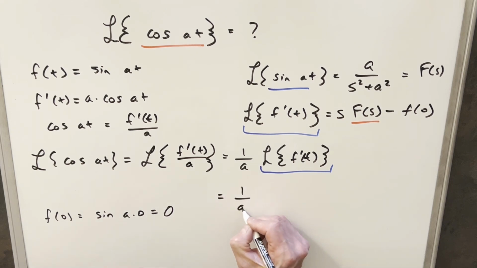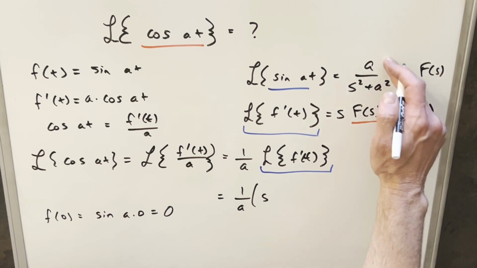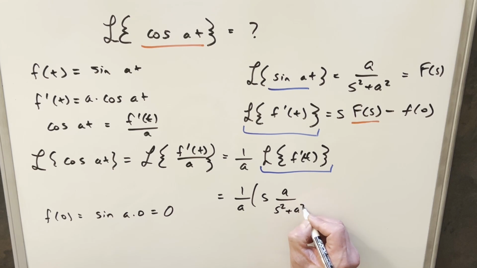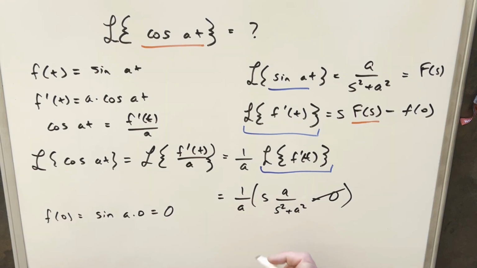We're going to have 1 over a in front. This thing's going to become s. Our F of s value is this right here, so this is going to be a over s squared plus a squared. And then this is just going to be a minus 0 here. But of course, we don't care about that. Then distributing this in here, the a's are going to cancel. And so we're left with our solution, which is just going to be s over s squared plus a squared.